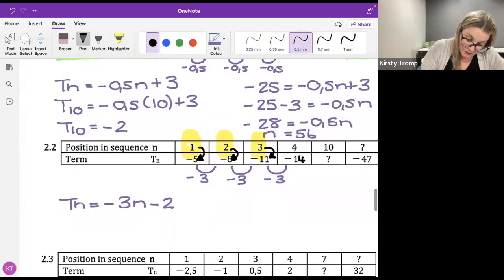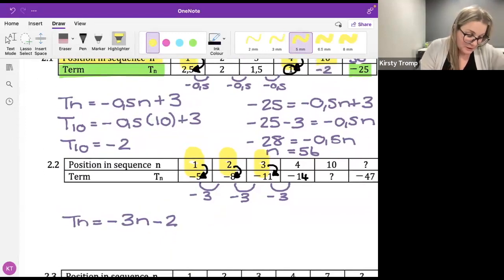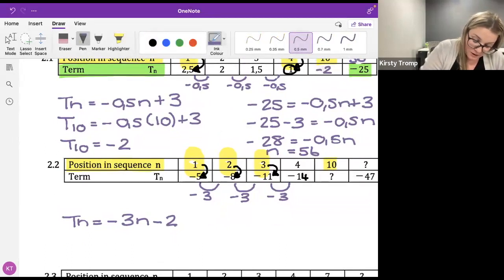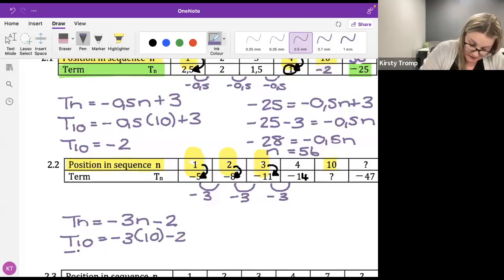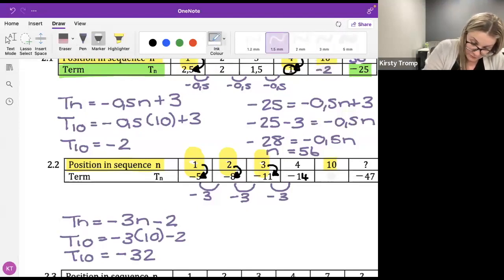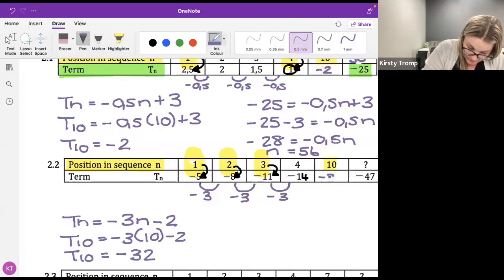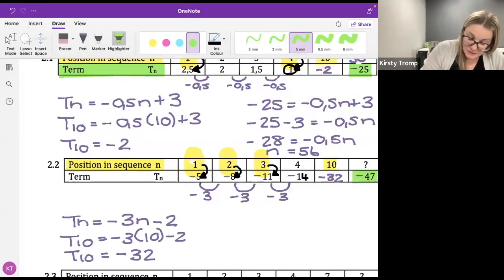So the next thing I'm looking for is to replace this question mark over here. So here is the 10. The 10 is in the same row where the n is, guys. So now, instead of seeing n, what am I going to see instead? I'm going to put a 10 in there. I'm going to say T10 is equal to negative 3 times 10 minus 2. I put that into my calculator, and I get negative 32. So here, go and fill this in, negative 32.